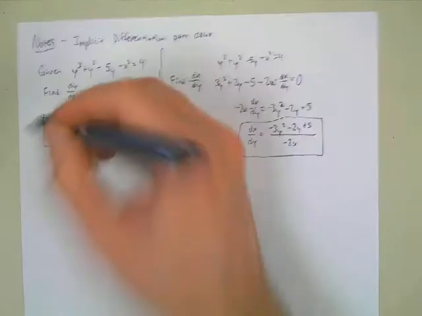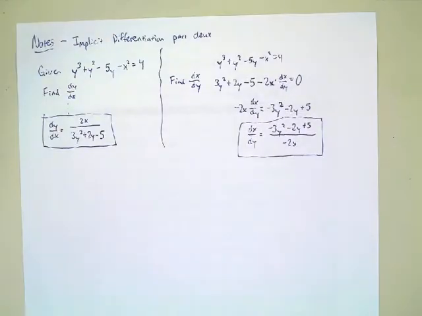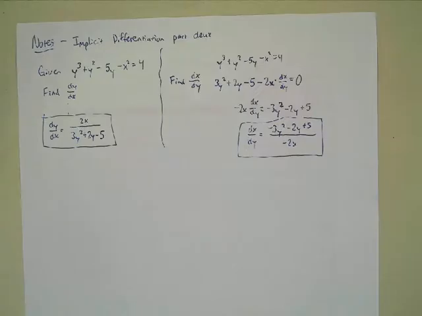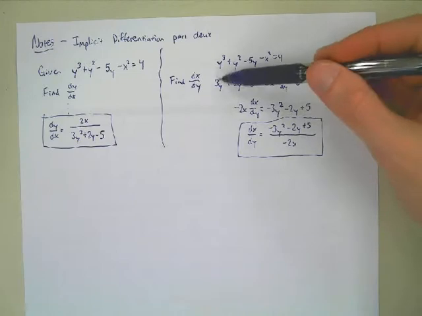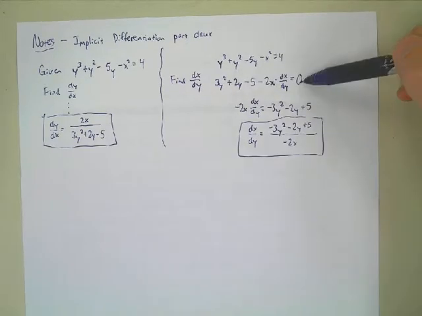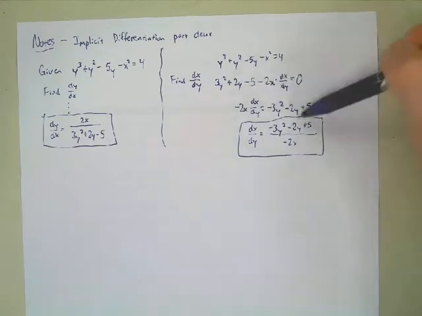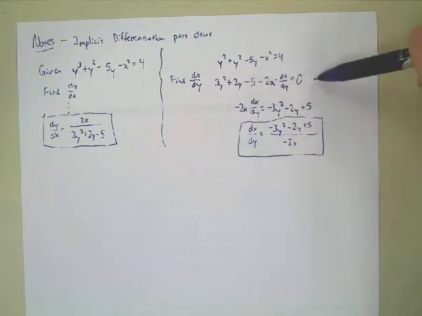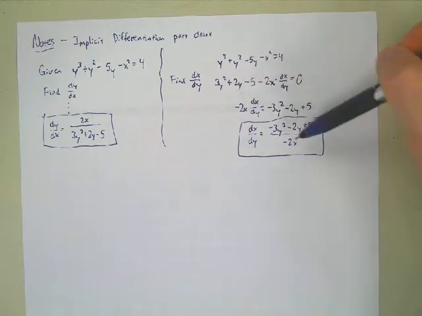How did you end up distributing? How did you get your right side negative? Because it was a positive 3y squared, so we had to subtract it over. It was a positive 2y, so we subtracted over, negative 2y. It was a negative 5, so we added over 5. And we have negative 2x there, so we divide by negative 2x.